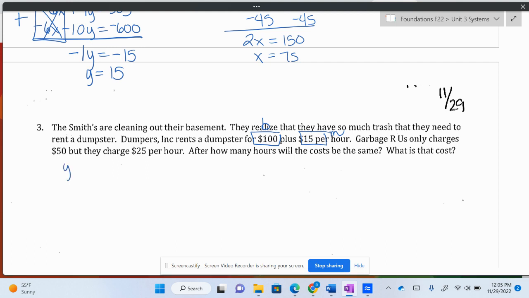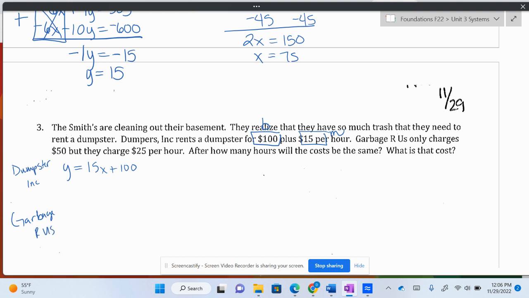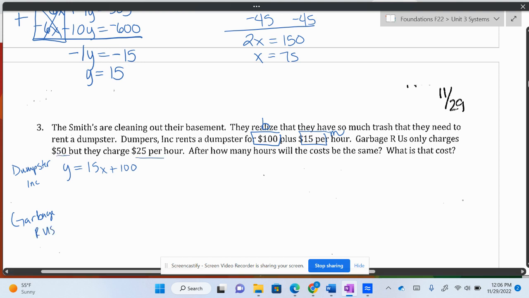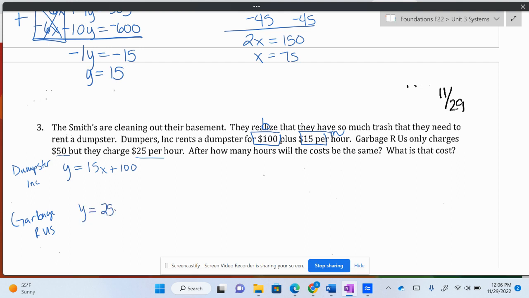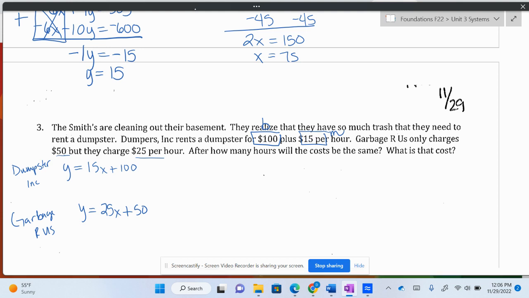For the first one, yes, y equals 15x plus 100. And this is for the Dumpster Inc. So Garbage R Us is initial fee plus 25. Yes, y equals 25x plus 50. So what method do you guys want to use here? Want to use elimination? Yeah, if we use substitution, look, this one is real easy.